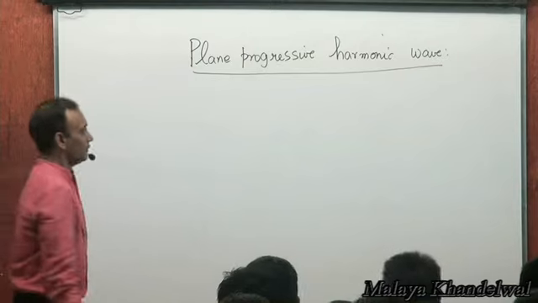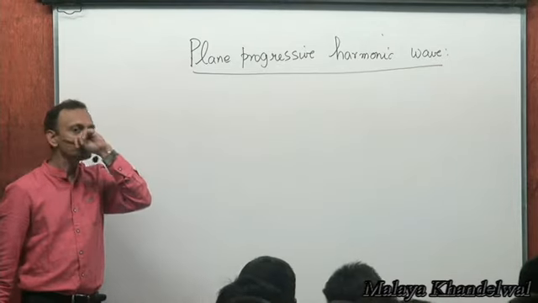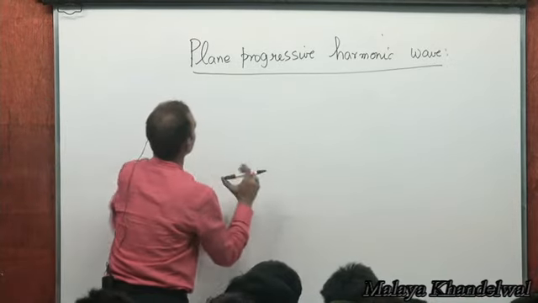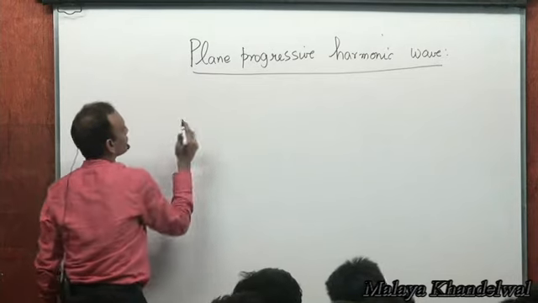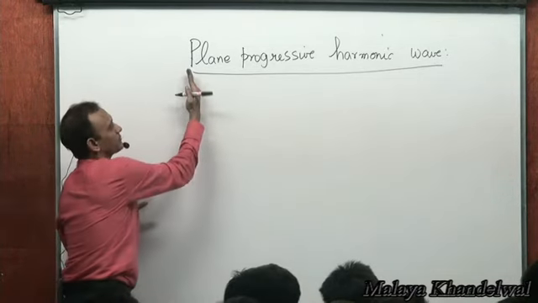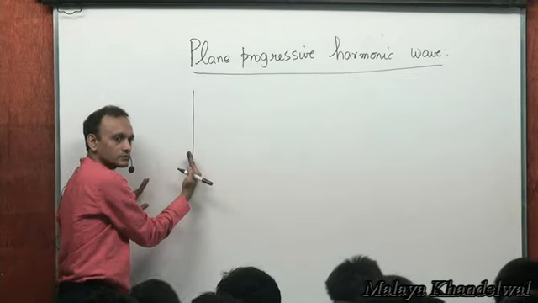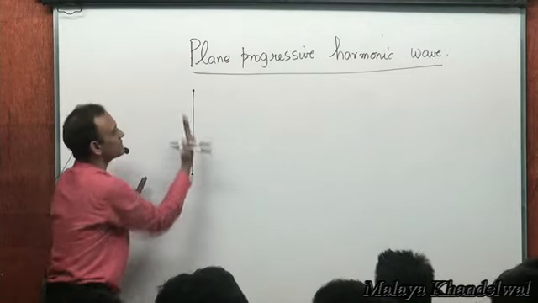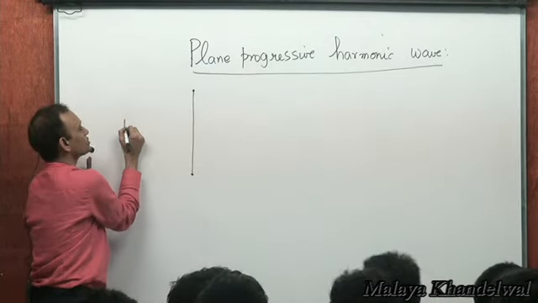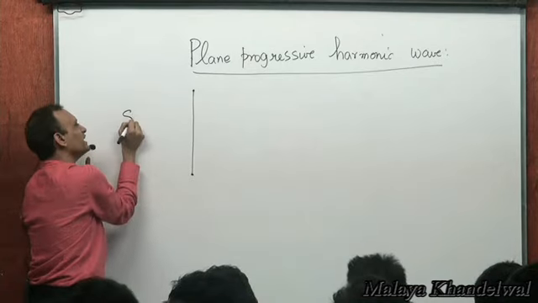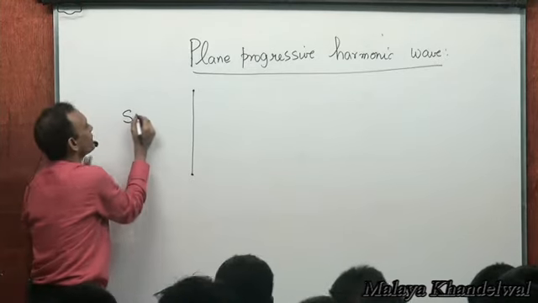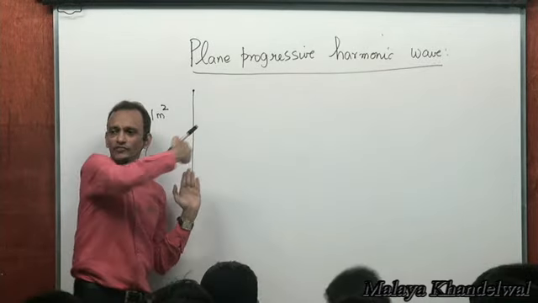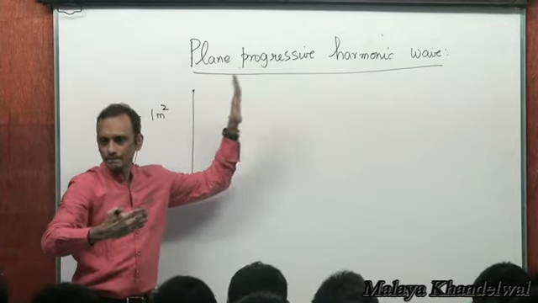Okay? Now, let's say this was a certain plane, and let's say the area of cross section of this plane is like this. Let me call it S, because A denotes the amplitude of the disturbance. Let S be one unit area, the area of cross section of this plane. Right?